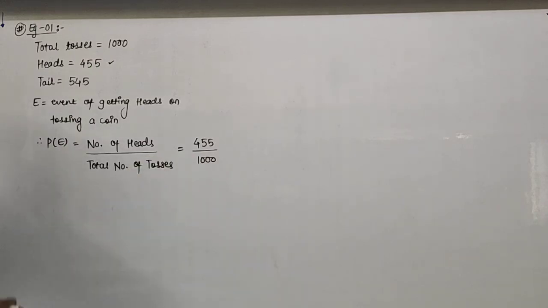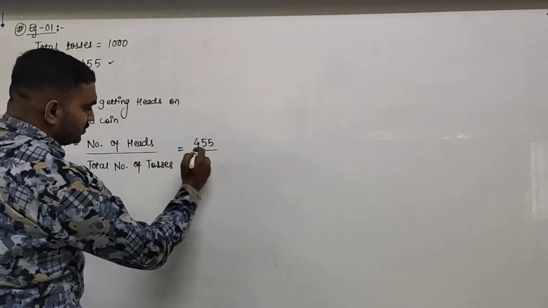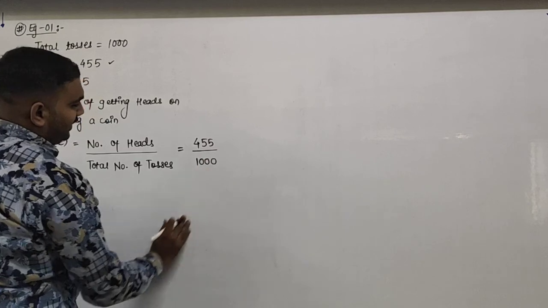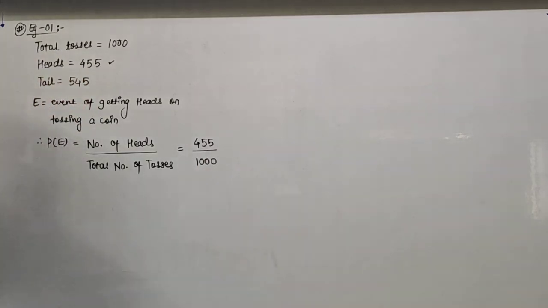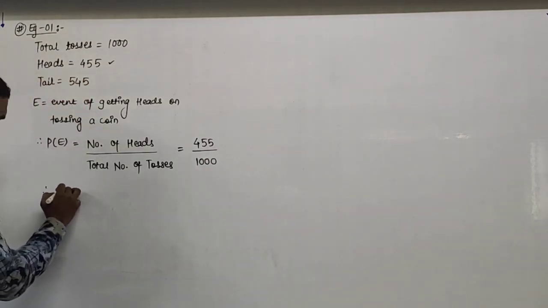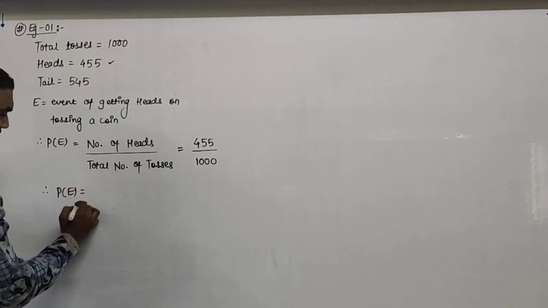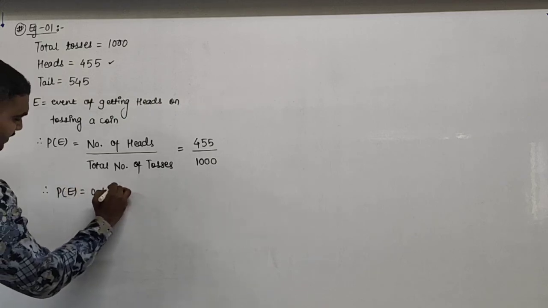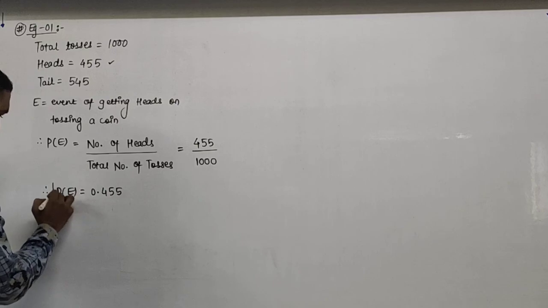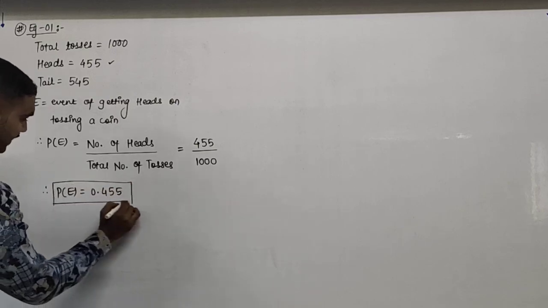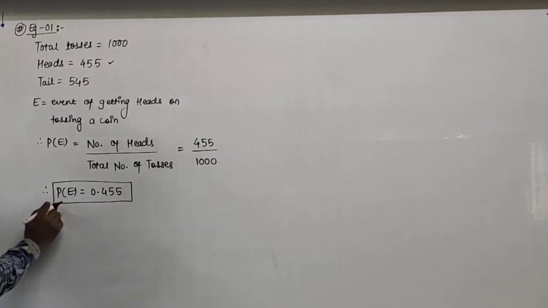Now, as the denominator contains all the zeros, we can simply and directly put the decimal point in the numerator, and hence the probability of this event is calculated as 0.455. That will be the probability of getting the heads, right?